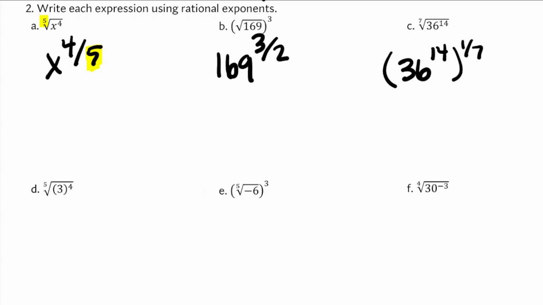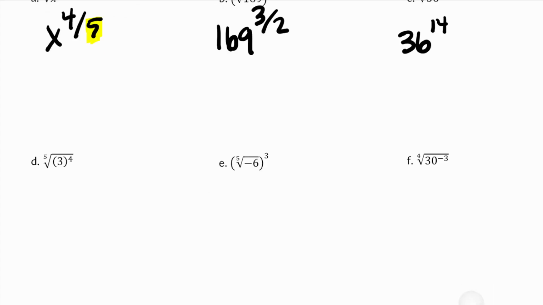Taken to the 1/7 power, right? Because the 7th root is the 1/7 power. And just showing you another reason why this works, this is where I would multiply the exponents, and that would be the 14 divided by 7 power. And that's just the half power.